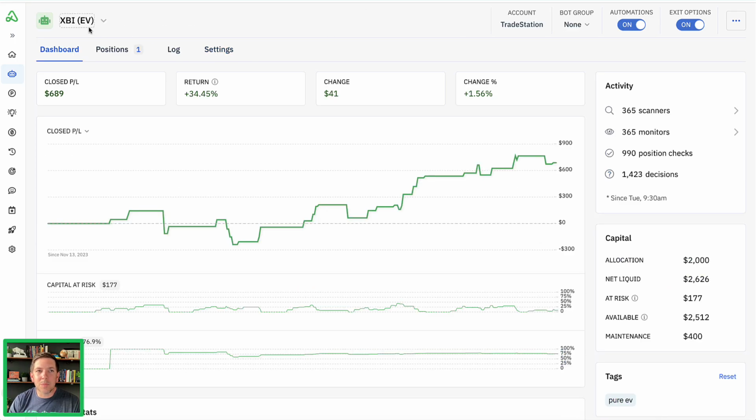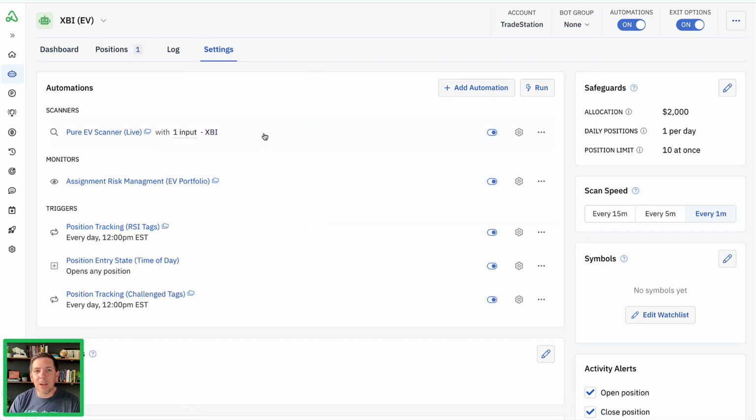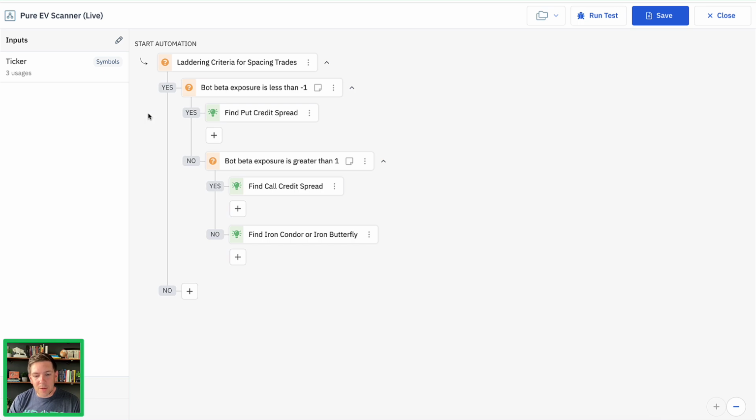You can also do some pretty cool things inside this bot. This bot here is an expected value bot just set up for XBI. Inside of this bot, I run it a little bit differently, in that I'm checking some laddering criteria for spacing trades. I want to make sure I enter trades every couple days. But then I'm also checking my beta exposure, which I've gone through in a separate video. I'll link to that below this video so you can check that out. I'm checking my beta exposure to see if I need to add a put credit spread or call credit spread or find an iron condor position.